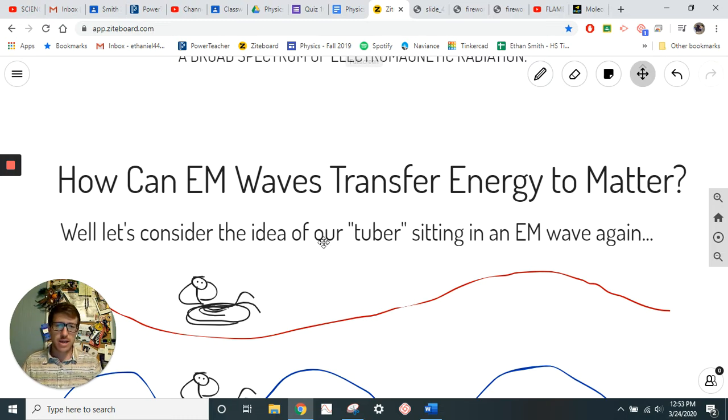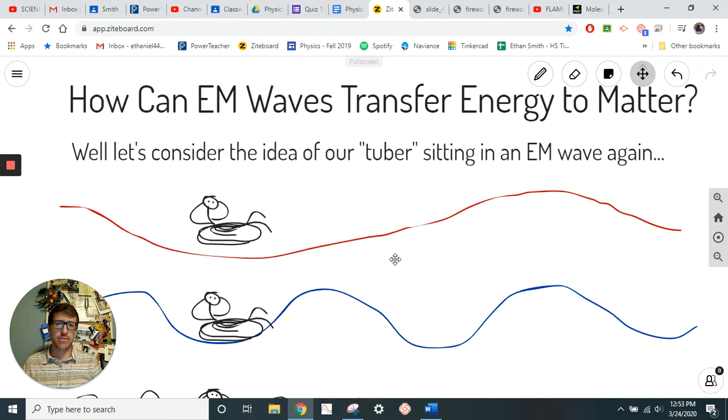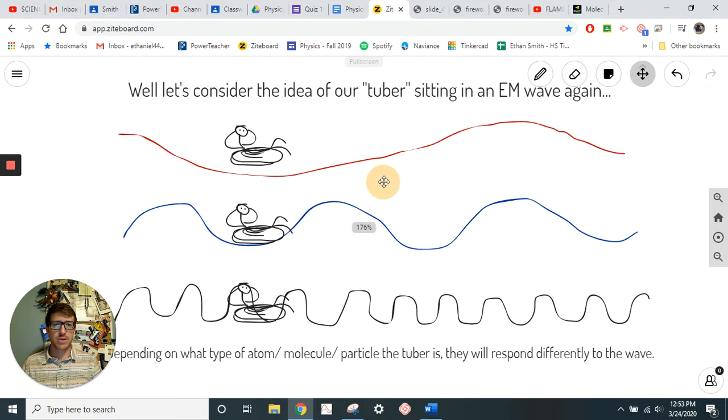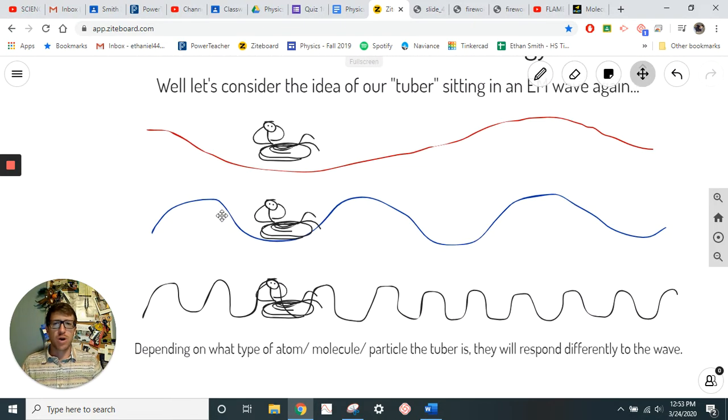So let's go back to the idea of our tuber sitting in our electromagnetic wave. I've got here 3 electromagnetic waves that it's sitting on. One is a long, languid, very big wavelength, low frequency wave. One has a shorter wavelength and medium frequency, and one is a high frequency, short wavelength wave. And here we have a tuber. Depending on the type of atom or molecule or particle that this tuber is, it will be able to respond differently to the wave.